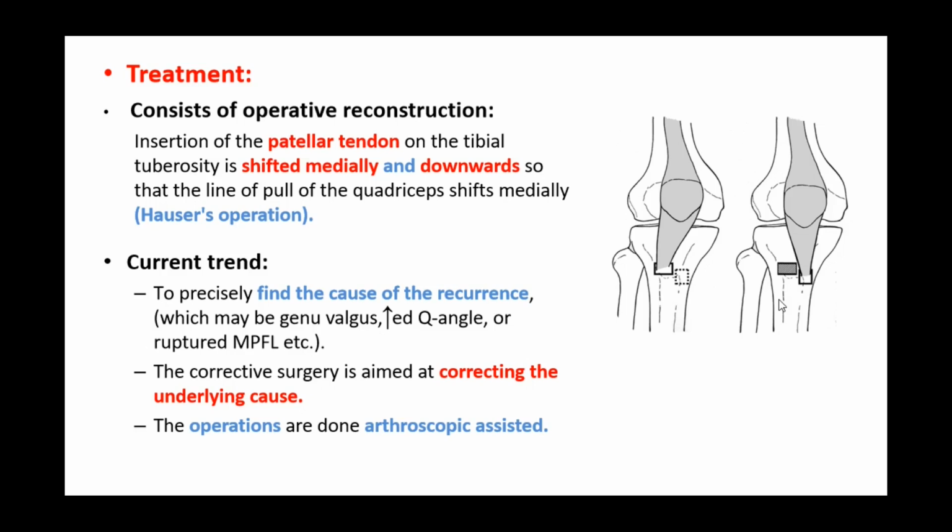Now there are some current trends. According to the current trends, it is important to find the cause of the recurrent dislocation of patella and correct the cause. The cause could be any, like we have already discussed: genu valgum, increased Q angle, or laxity of the structures, especially the medial patellofemoral ligament. So we need to correct the cause instead of correcting the problem. Corrective surgery should be aimed at correcting the underlying cause, which could be any, like increased Q angle, genu valgum, joint laxity, or patella alta. It could be any. And the operations are usually done arthroscopically assisted.